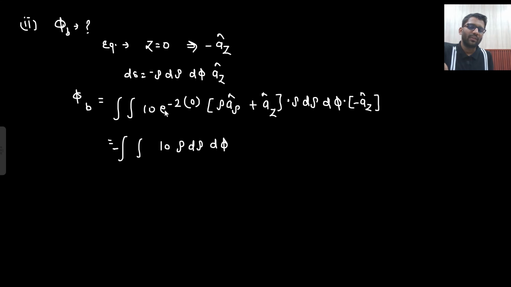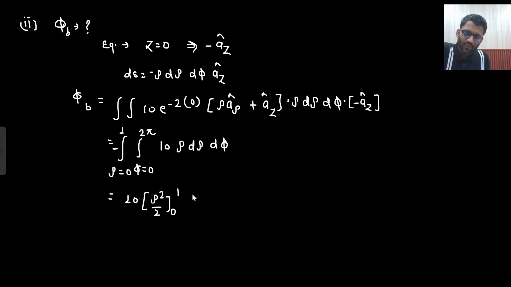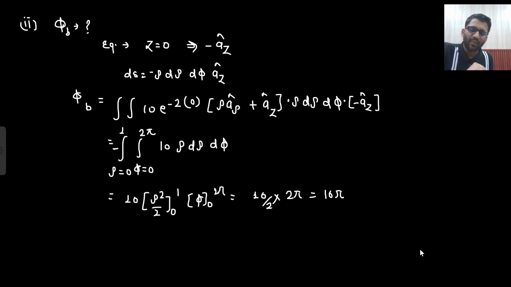Rest all terms I am writing only. Tan e to the power minus 2 into 0, that will be 1 only. Here rho d rho d phi. So phi value is going from 0 to 2 pi and rho value is going from 0 to 1. Anywhere you can write down the limit. Just rho limit will go to rho and phi limit will go to phi. So tan rho square by 2 from 0 to 1 and then phi 0 to 2 pi. So 10 by 2 into 2 pi. So that will be 10 pi. So here it is 10 pi.